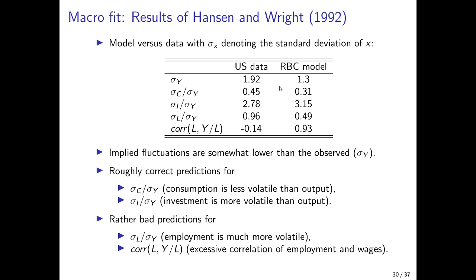Then they compute the ratio of the standard deviation of consumption to the standard deviation of output to assess whether the model predicts that actually consumption is less volatile than output, which is exactly what we would find in the data with the standard deviation of output being a little bit more than twice as high as the standard deviation of consumption. And the model actually predicts also qualitatively this finding, while in the model the consumption is even less volatile than in the data, basically as compared to output.